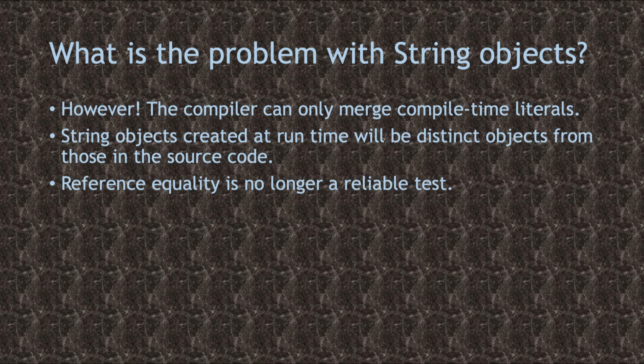The problem is that, of course, the compiler can only do this with compile time literals. So if you're making a comparison between variables that were referring to compile time literals, reference equality is going to work, but any string objects that arise as a result of runtime creation of objects will fail the reference equality test, because the compiler couldn't possibly merge those identical string literals with others that it might find in the execution of the program. So reference equality is no longer a reliable test between strings for equality, and so we should avoid using it with strings.